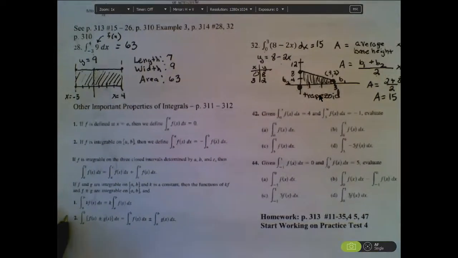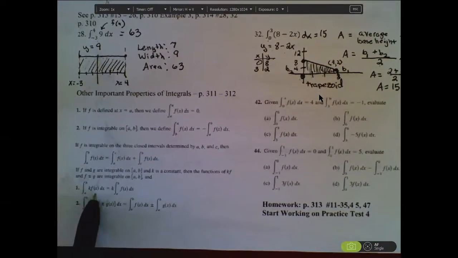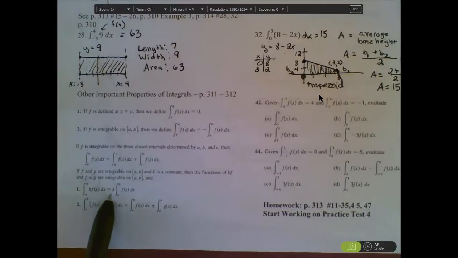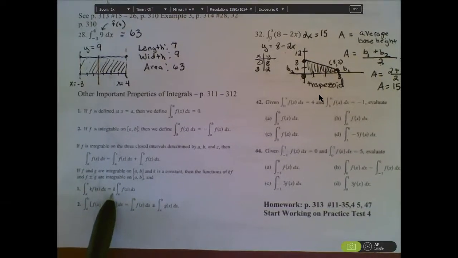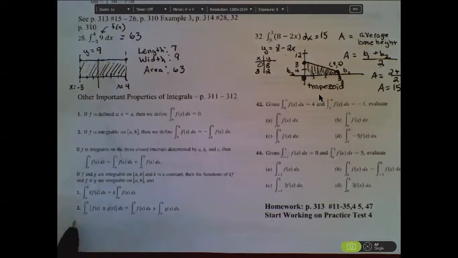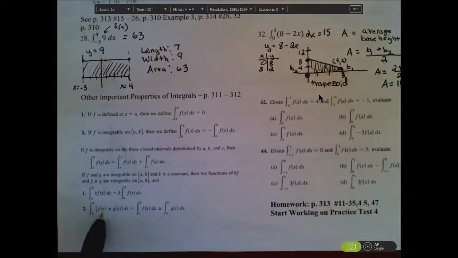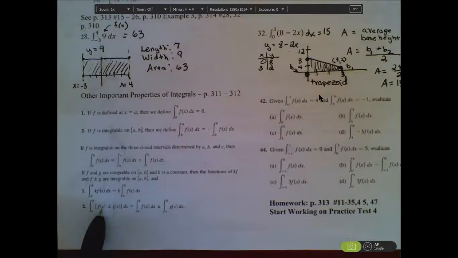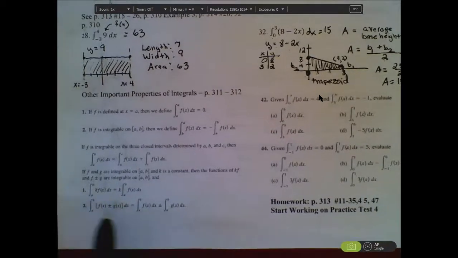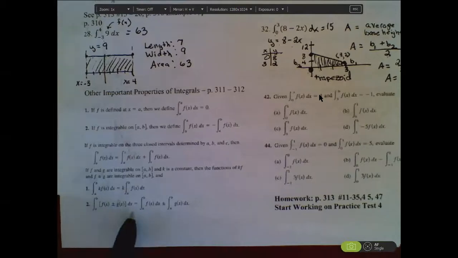This property says if I have a definite integral of a constant times a function, I can just bring the constant out front, just like we did with derivatives. If I wanted the derivative of 3x squared, I can just keep the 3 and take the derivative of the x squared. And actually, this is the property that says definite integrals can be evaluated term by term. You can find the definite integral for the first term and then the definite integral for the second term.